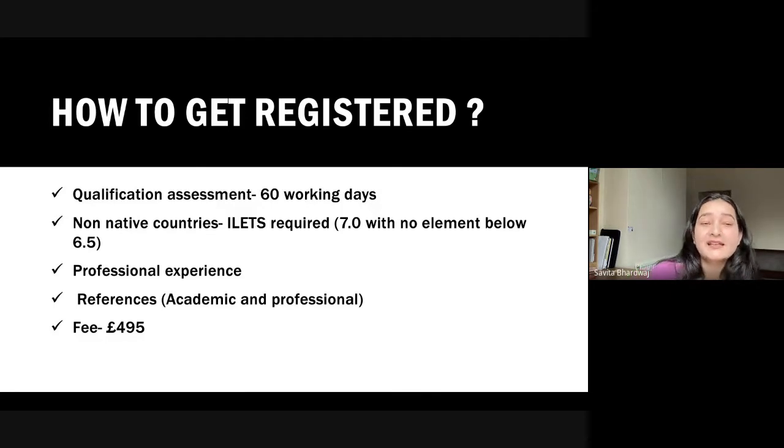One thing. Second thing is non-native countries, IELTS required. Yes, IELTS absolutely required. Though we are the most English speakers in the world, we still have to show our proficiency in the English language. That's the important thing. We are still non-native countries, not English speaking countries. So we have to show IELTS, with no element below 6.5, means 7 overall you need, and no less than that.